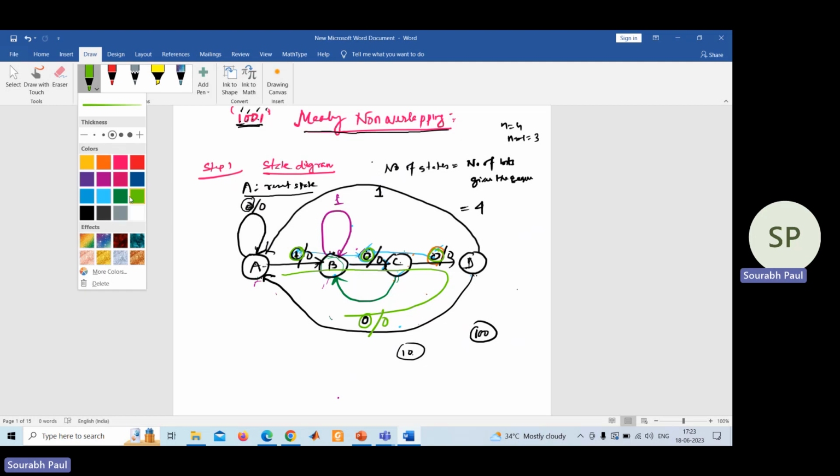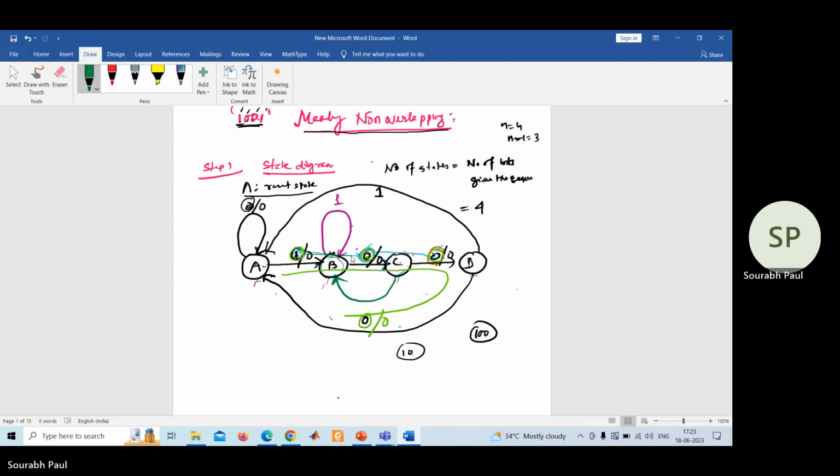Now check this path. The path is 1 0 0 1. Is it the sequence we want? Yes, the sequence was 1 0 0 1. So that's why here the output will be 1. Understood? So in this case, the output will be 1. And here the output will be 0 if you follow this path. OK, so our state diagram is done.